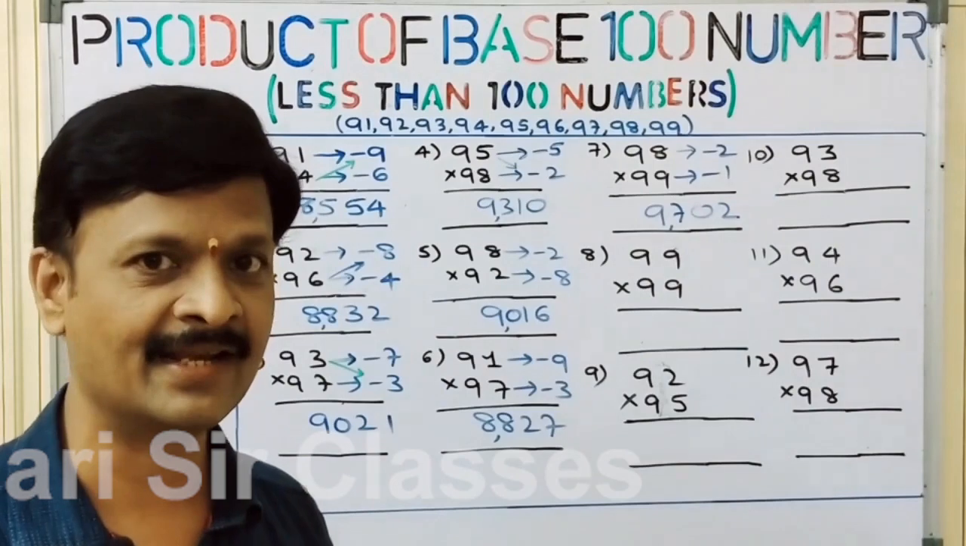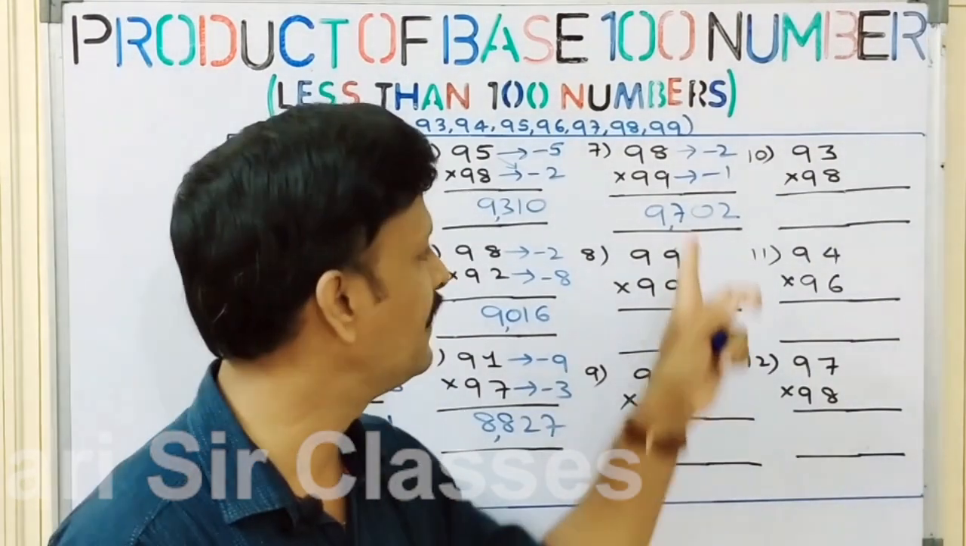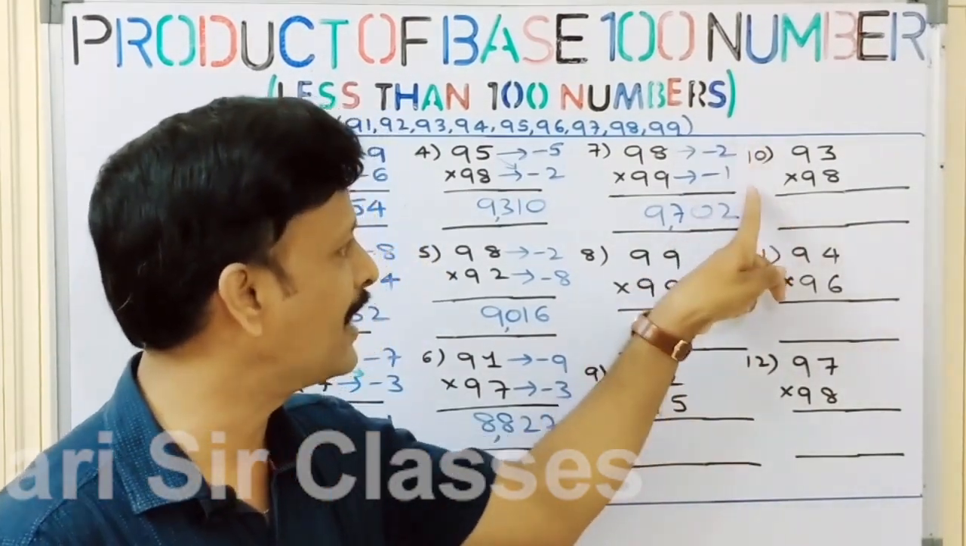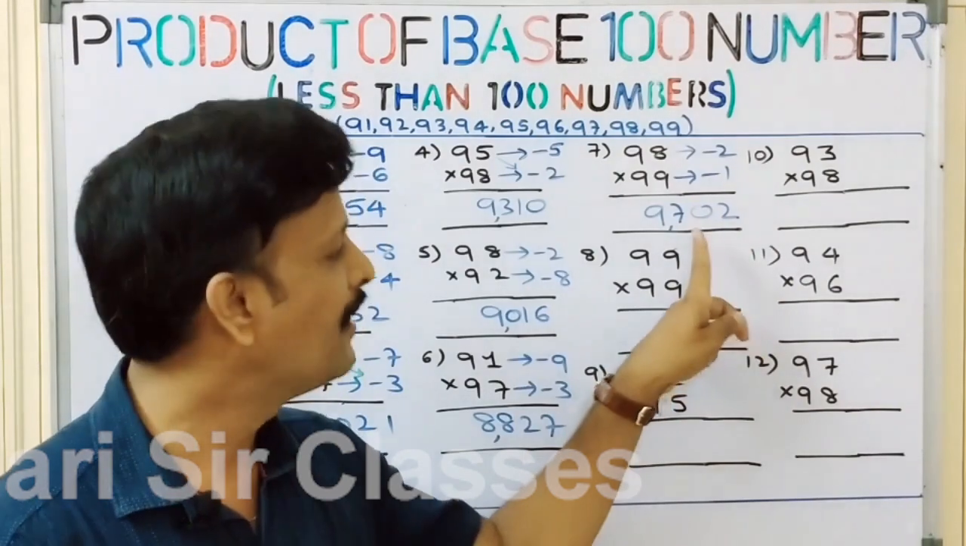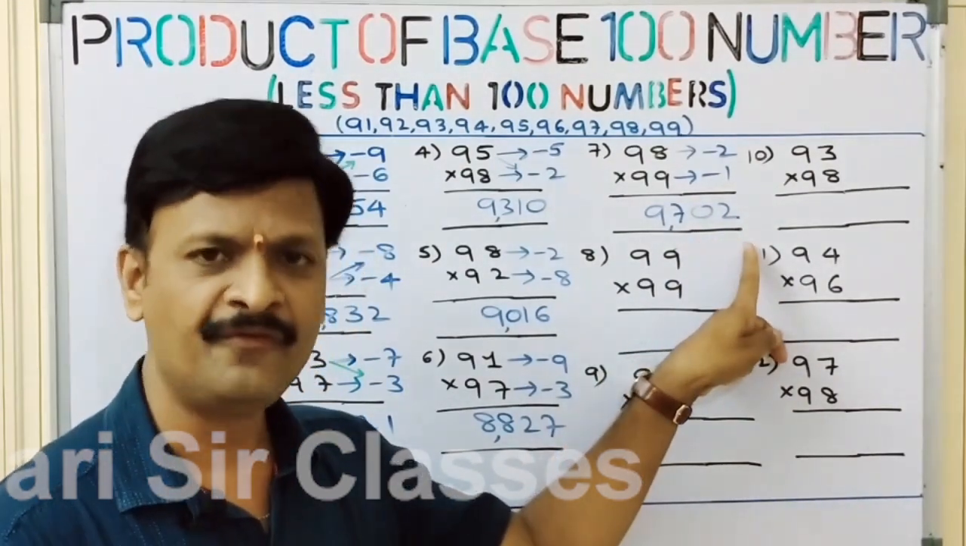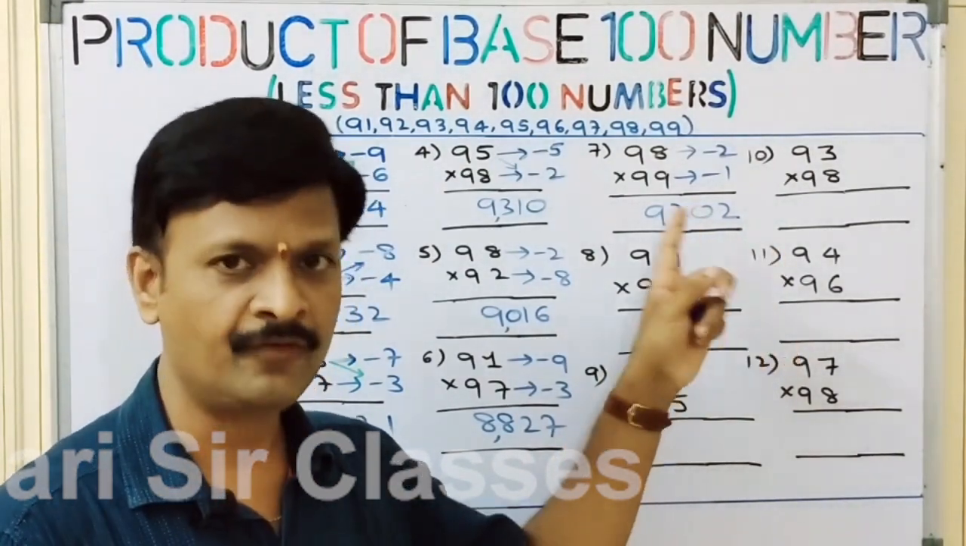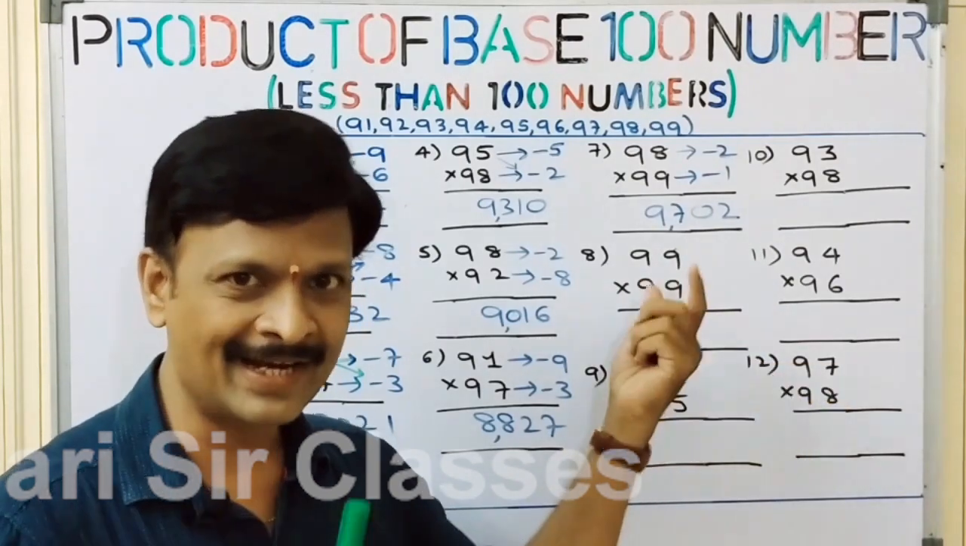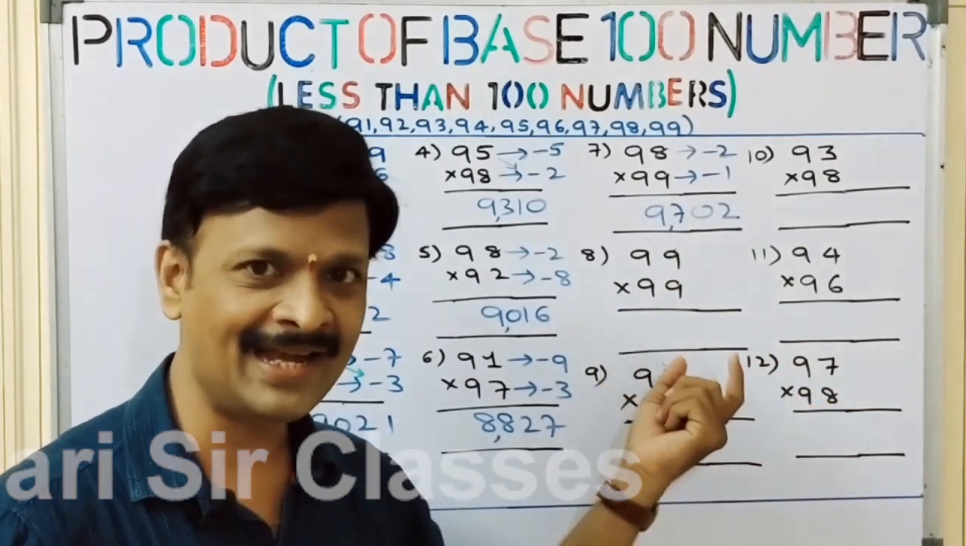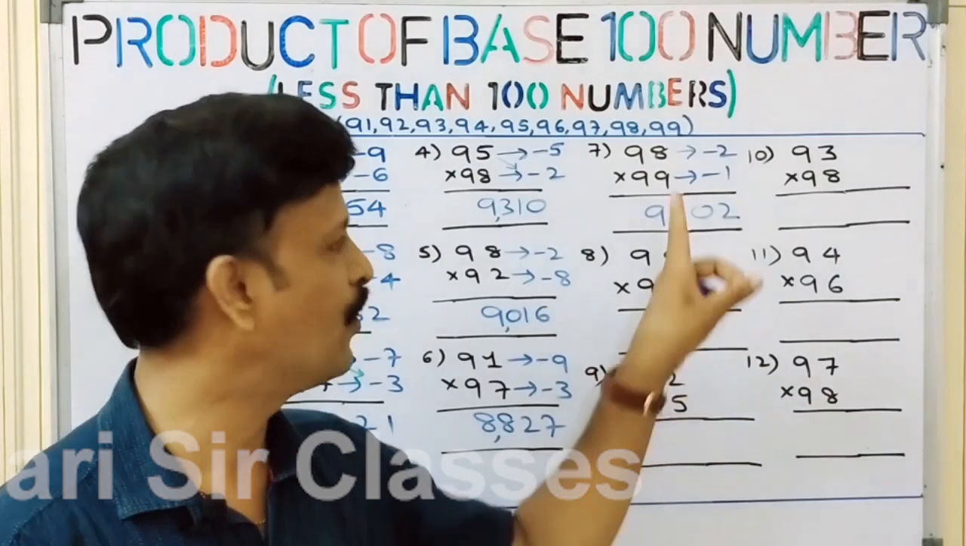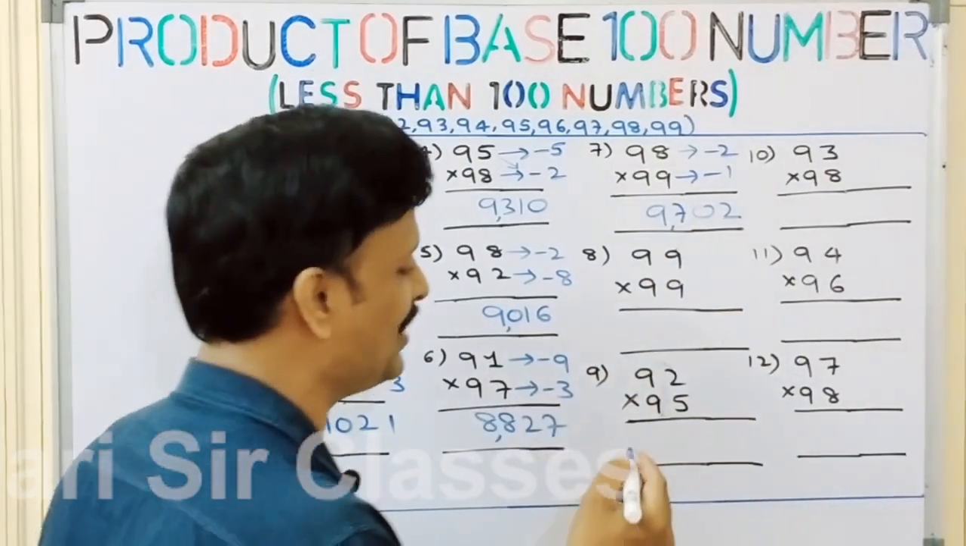9702 is the answer. This is only one observation: whenever this product is a one-digit number, then you take it with 0. If you get 2, 0, 2. If you get 4, 0, 4. If you get 6, 0, 6. If you get 8, 0, 8. Like that. Okay. Next, 99 into 99.